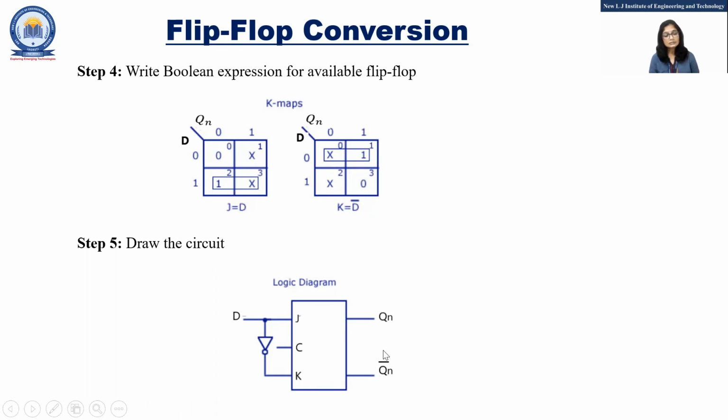So now we can draw the circuit. In step number 5, we can draw the circuit. For that, we will draw the symbol of the given flip-flop. Here JK flip-flop is given, so we'll draw the symbol of the JK flip-flop. Here J and K are the inputs, clock is an input, and these are the outputs. Now what is J? J is nothing but D. So we'll apply D directly to the J input. What is K? K is D bar. So we simply use an inverter to convert this D to D bar. Here we are getting D bar, and this D bar we apply to the K input. Okay. So this is the conversion of JK flip-flop to D flip-flop. This circuit follows the D flip-flop function.